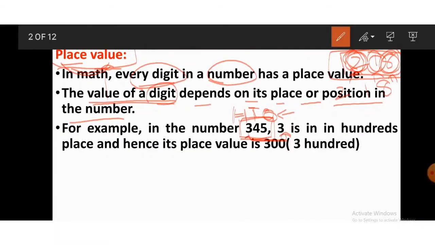See, the digit 3 is in which place here? The digit 3 is in hundreds place, and hence its place value becomes what? 300. 3 is in hundreds place, so its value is 300. Clear? The place values are ones, tens and hundreds. 3 is in hundreds place, so what will the place value be, children? The place value will be 300.